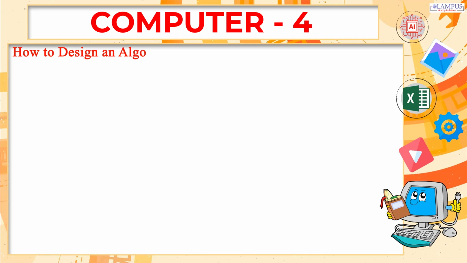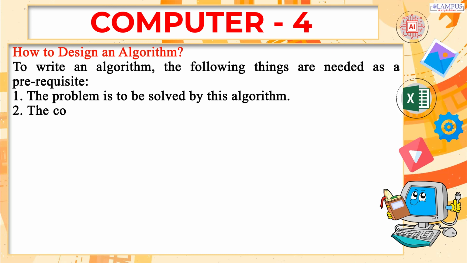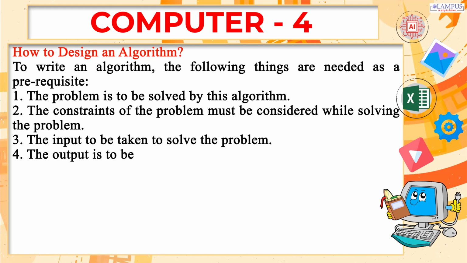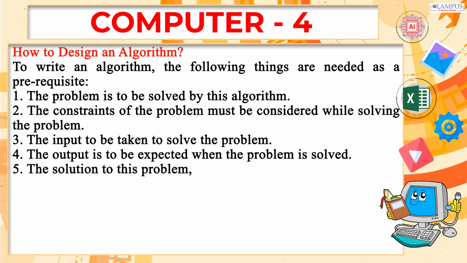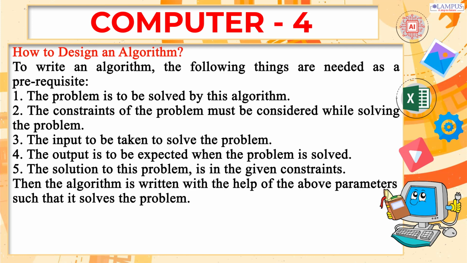How to design an algorithm? To write an algorithm, the following things are needed as a prerequisite. 1. The problem is to be solved by this algorithm. 2. The constraints of the problem must be considered while solving the problem. 3. The input to be taken to solve the problem. 4. The output is to be expected when the problem is solved. 5. The solution to this problem is in the given constraints. Then the algorithm is written with the help of the above parameters such that it solves the problem.